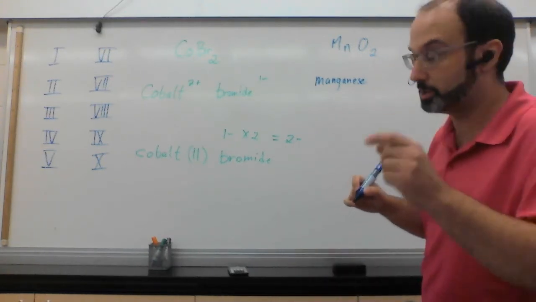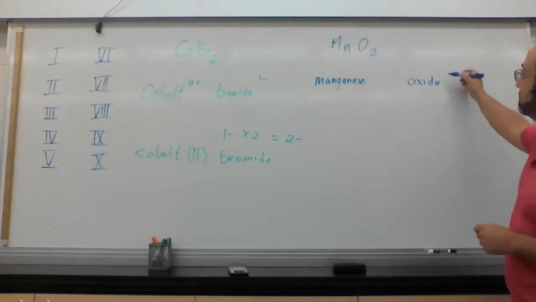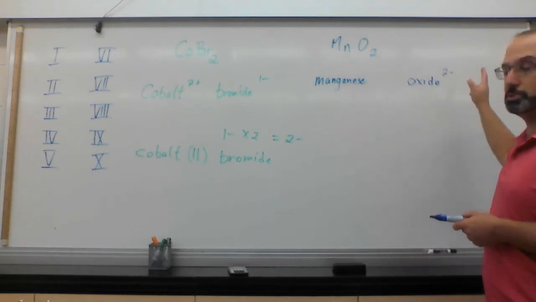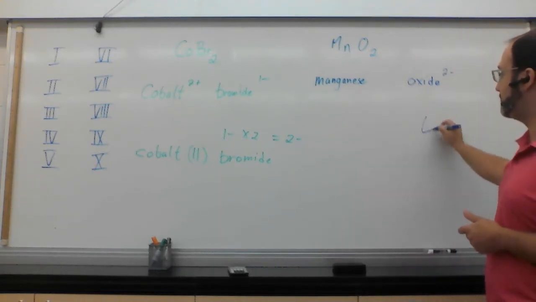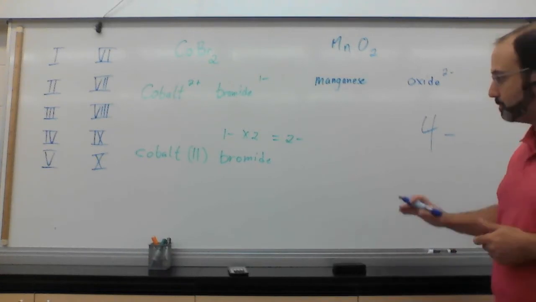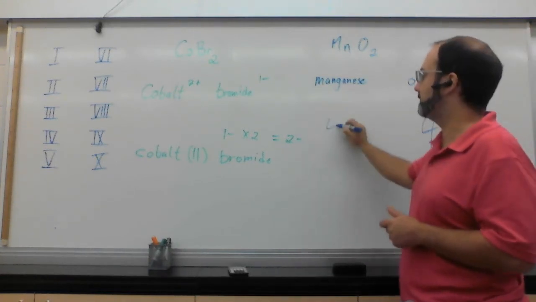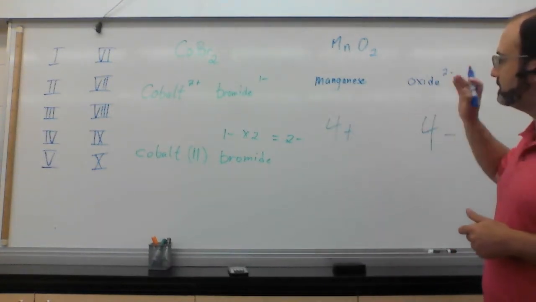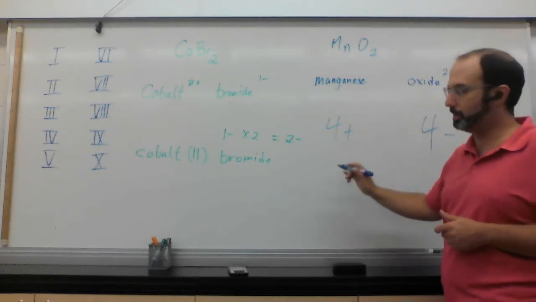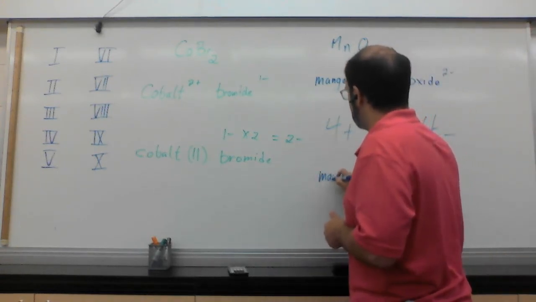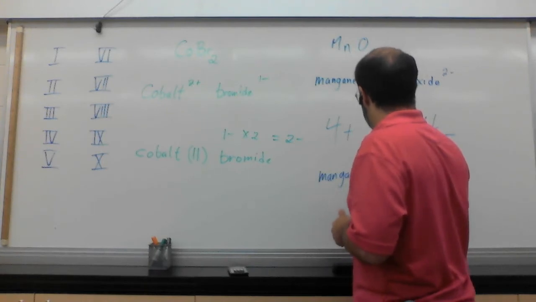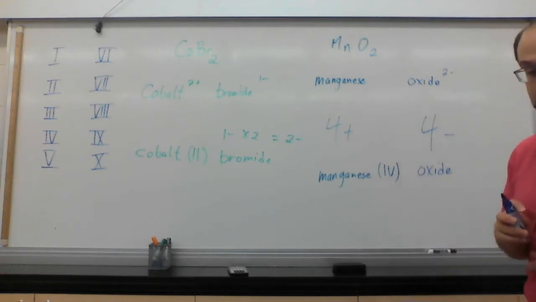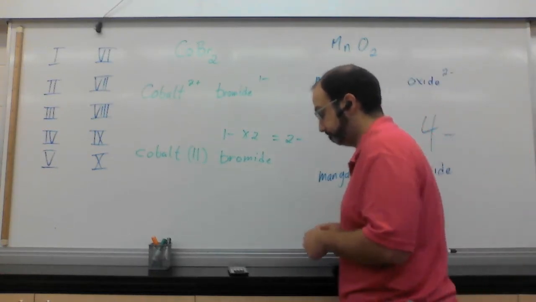Then we write down the charges. Okay, well, we don't know what the manganese is, but we know the oxygen. The oxygen is 2 minus. And we know there are 2 of them. So 2 times 2 means that this whole side of the equation is 4 minus, which means this entire side has to be 4 plus, because these 2 must be the same. So if this is manganese, and it has to be 4 plus, that means this becomes manganese(IV) oxide. And we're done. That's it.